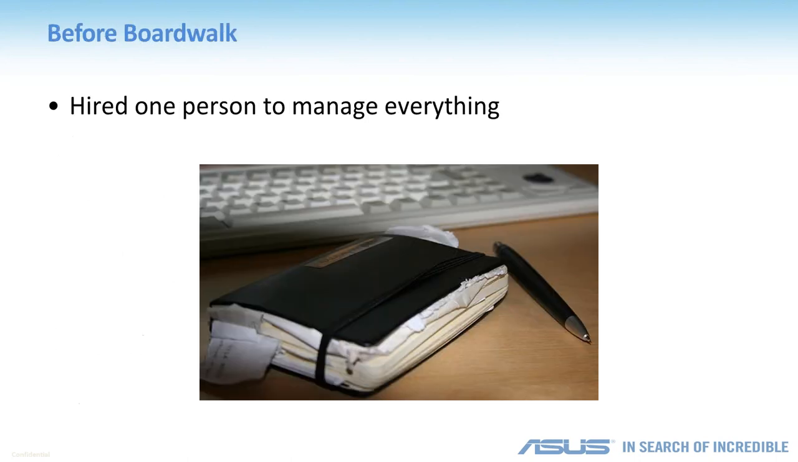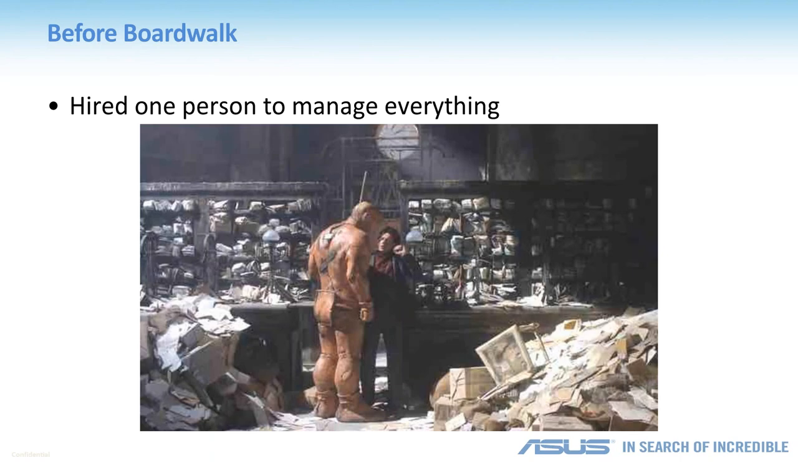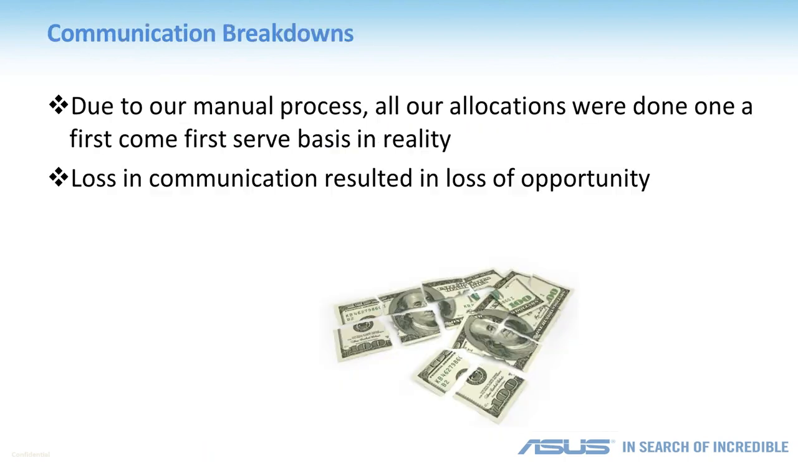Our solution for this was that we hired one person to manage everything. It would be a tough job. He has to maintain communication lines amongst three different teams, one of which is almost entirely external, and keep everything organized. But the reality is that one person became a bottleneck. And when he became a bottleneck, everything more or less just fell apart. It's very difficult to respond to constantly changing demand when you have one person trying to do everything. So what ended up happening is we had communication breakdowns. We had a very manual process.